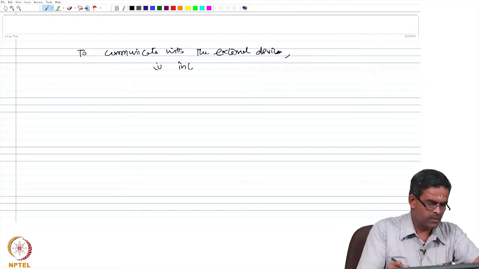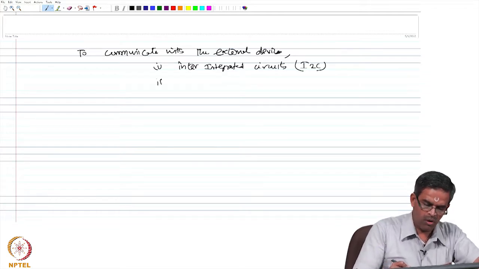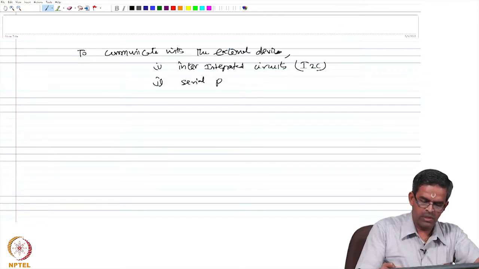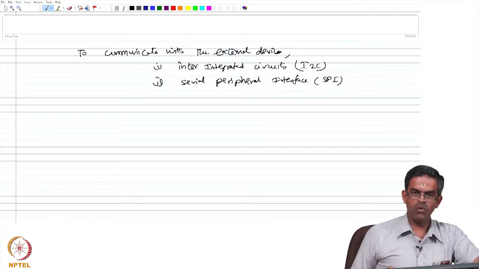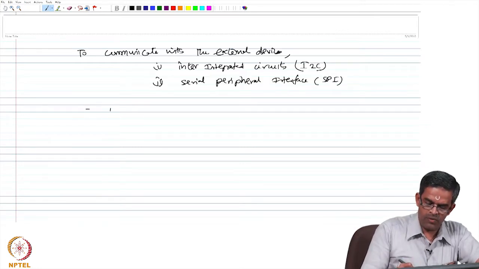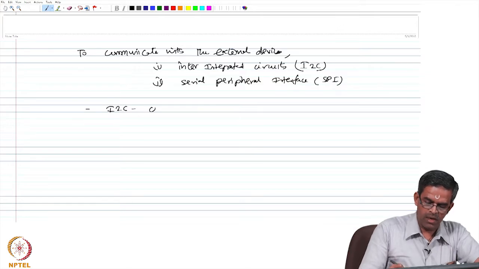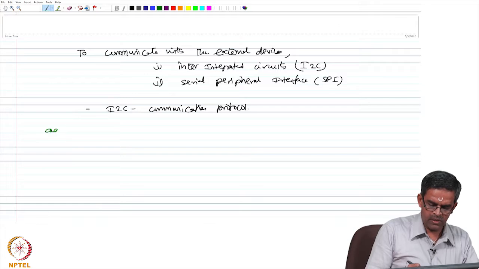There are two options: inter-integrated circuits, which is I2C, can be used, or one can also use serial peripheral interface, which is SPI. Any one of these protocols is generally used for such wireless communication. In the present study, we have used I2C communication channel, or I should say communication protocol.